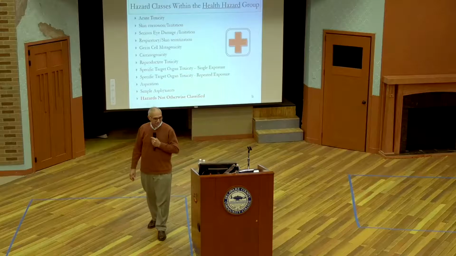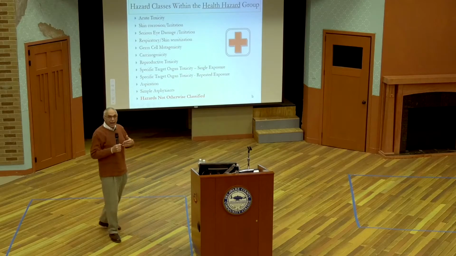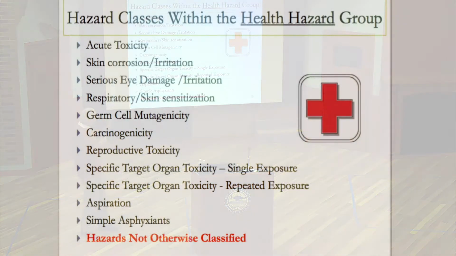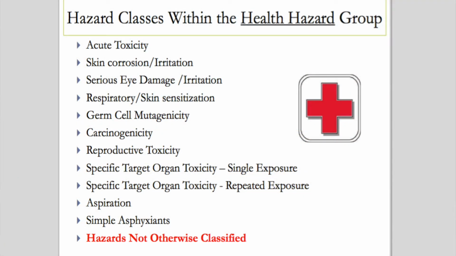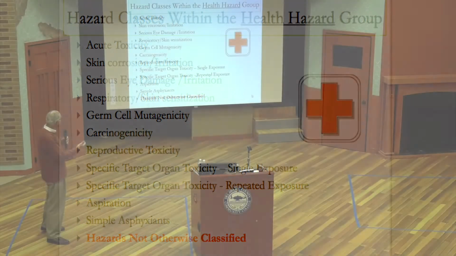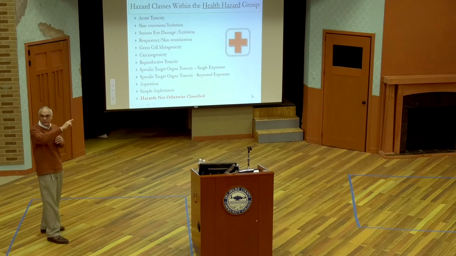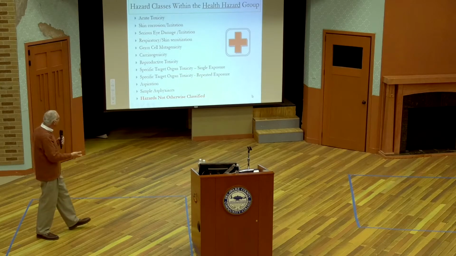Here are the hazard classes within the health hazard group. I'm not even going to read them off, but there they are, just so you can have a look at that. Again, we're just skimming over it, but those are all the hazard classes within the health hazard group. I already talked about acute toxicity, and then there's skin corrosion, irritation, serious eye damage, carcinogenicity, and so on.